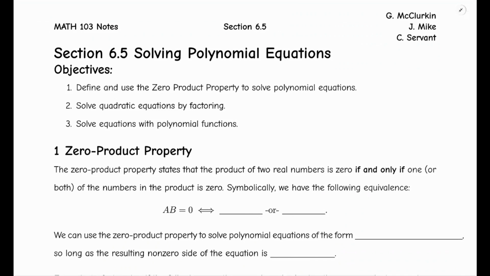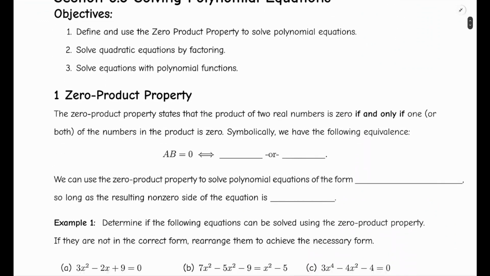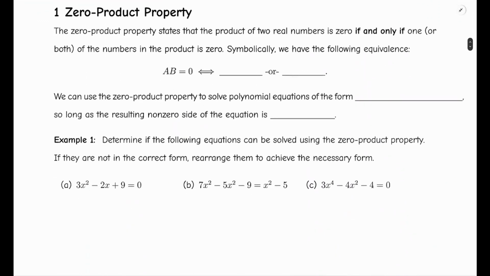Section 6.5, Solving Polynomial Equations. Part 1, Zero Product Property. The zero product property states that the product of two real numbers is zero if and only if one or both of the numbers in the product is zero. Symbolically, we have the following equivalence.